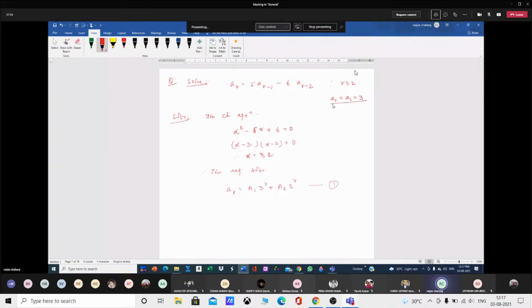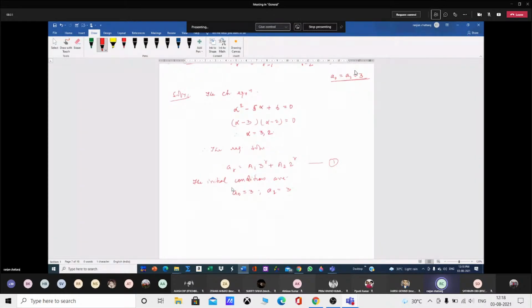Now, since the initial conditions are given, from them we can eliminate A1 and A2. The initial conditions are a_0 equals 3 and a_1 is also 3. So now simply put them here. For a_r, put r equal to 0, and for the next one, r equal to 1. So what will you get? a_0 is equal to how much? A1 plus A2.